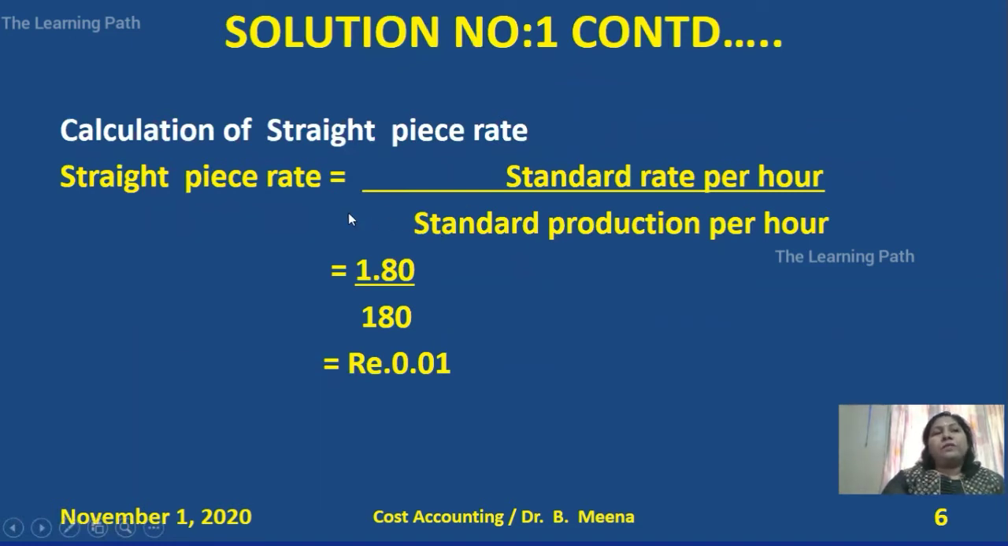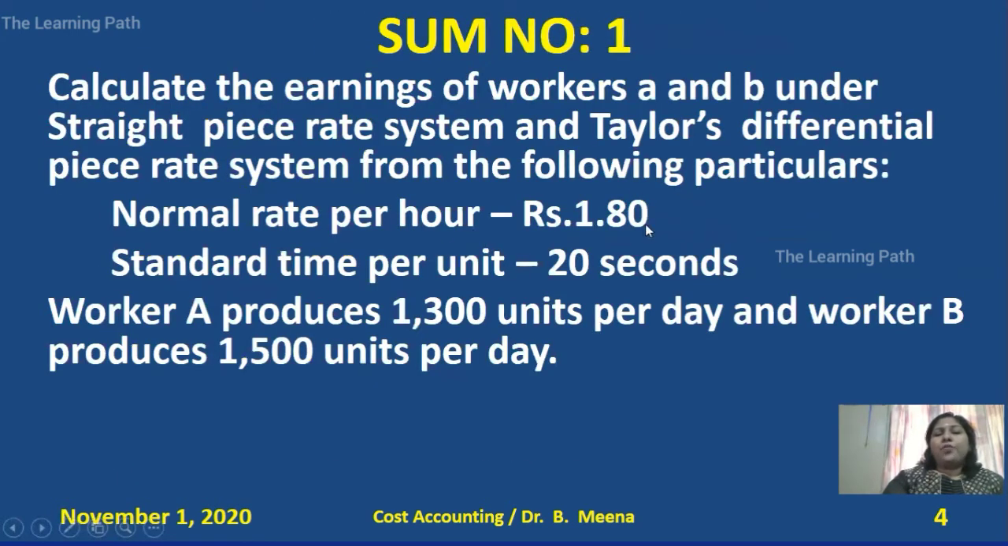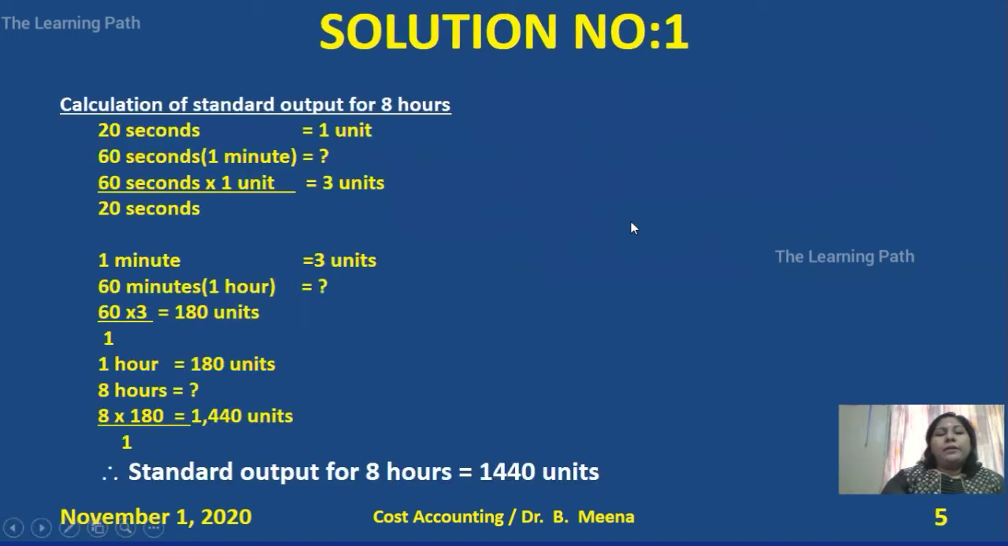How to calculate the straight piece rate? What is the formula I gave? Standard rate per hour divided by standard production per hour. What is the rate per hour given in the problem? Rate per hour is 1.8. And then what is the standard production per hour? Standard production per hour is 180 units. Okay, this is a standard production.